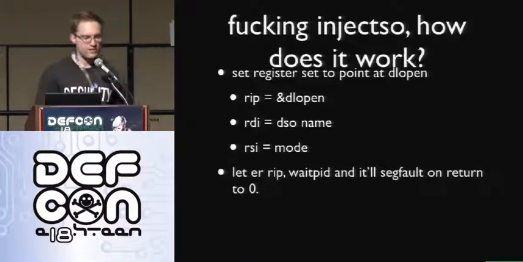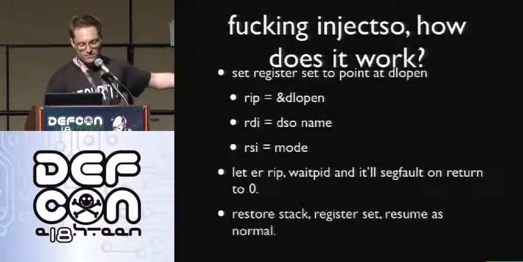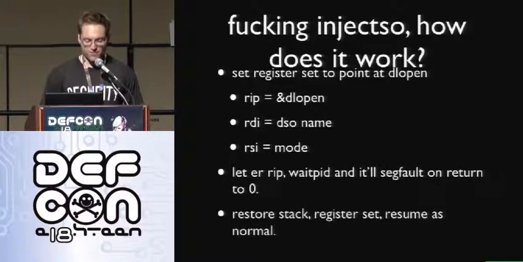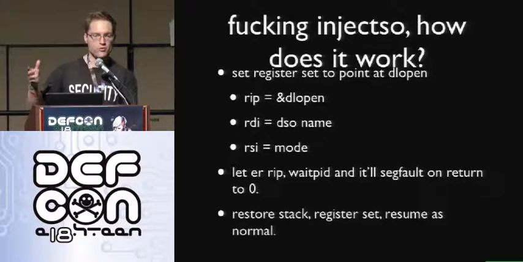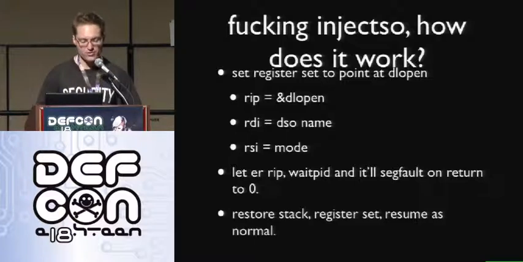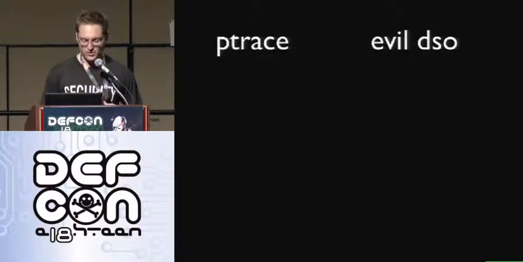Okay, so you waitpid and then eventually it'll segfault, because once dlopen's done, it'll load in this library that you want it to load in, and then it'll segfault because the saved return address is 0. When the segfault happens, you as the tracer of the process will get a signal. So the child process will get suspended. You'll be awoken and you'll be allowed to do stuff to it. So you just restore the stack, restore the register set, and just let the world continue on its merry way as if nothing bad happened. And this actually works, and it's pretty cool.